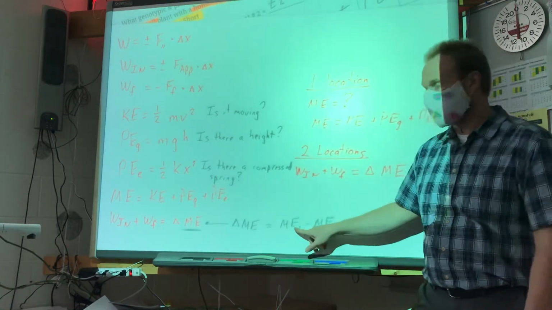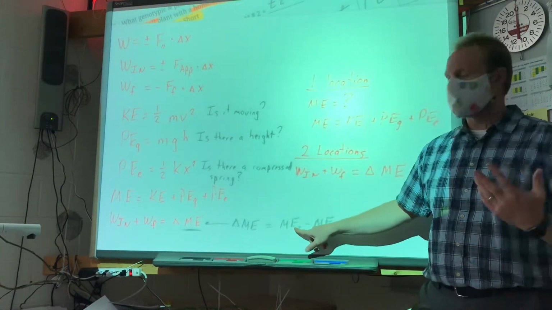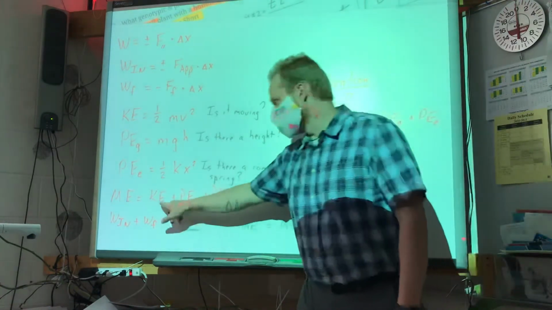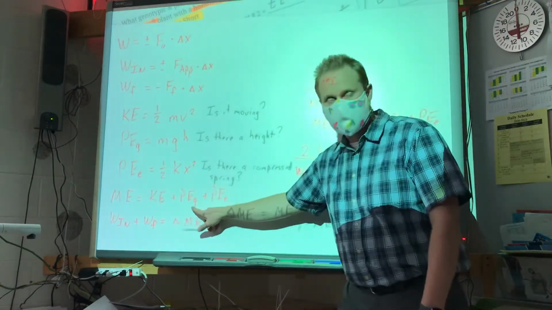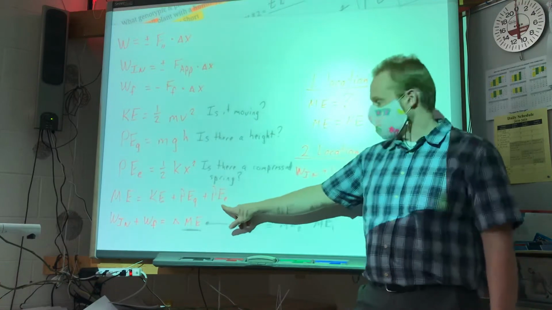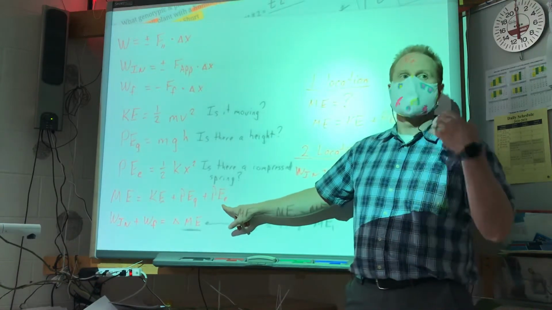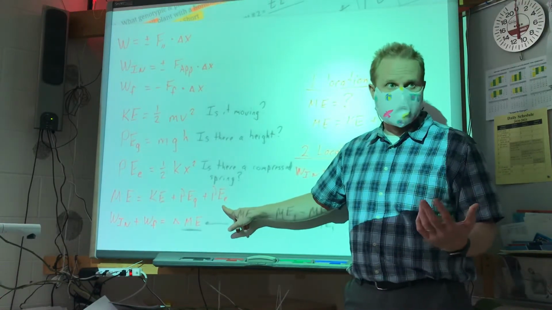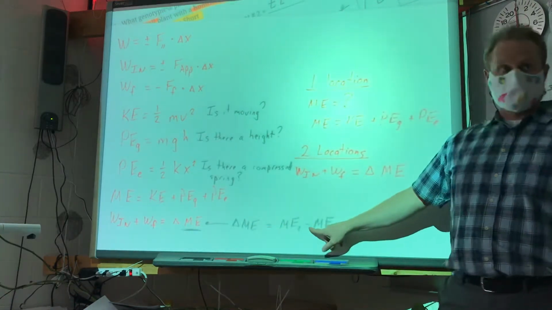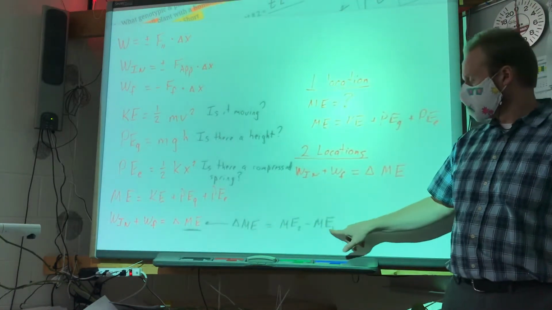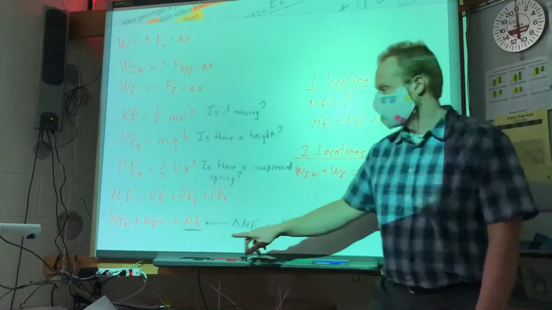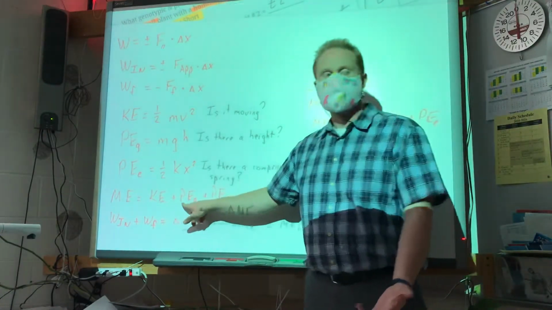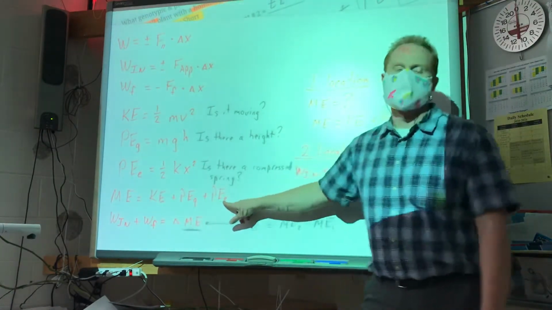Now, how do we calculate mechanical energy at location 2? We find the kinetic energy at location 2, the gravitational potential energy at location 2, and the elastic potential energy at location 2, and we add those three things together. And then we subtract the mechanical energy at location 1, which is KE1, PEG1, PEE1.